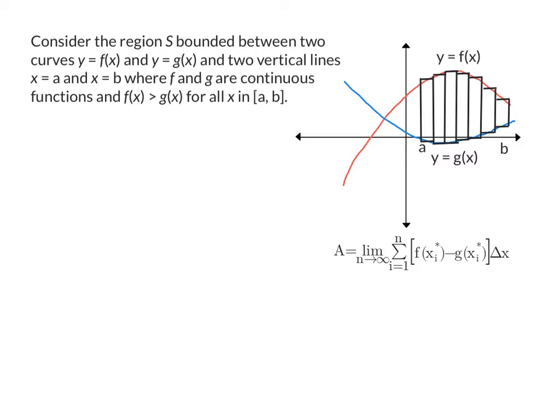Right below that I have the equation for the area as a limit and a summation. It's the difference between the heights of these two curves, and then we do the summation from 1 to n, where n goes to infinity. So as I add more and more rectangles, all the way up to infinitely many rectangles, we're going to get the exact area for this shape.